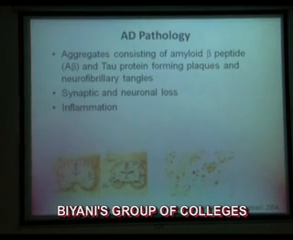To diagnose Alzheimer's disease, there are some characteristics. There are aggregates consisting of Amyloid-β protein between the nerve cells. Inside the nerve cells, we find aggregates of another protein called tau. And the synapses and neurons are lost within the brain of Alzheimer's disease patients, and we also have an inflammation response.